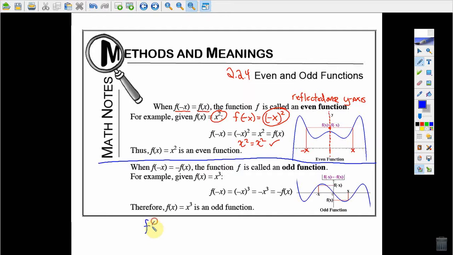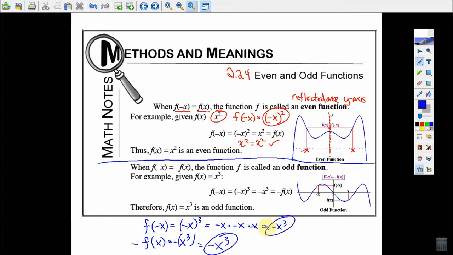So f of negative x is going to be negative x cubed, which we could rewrite as negative x times negative x times negative x. So f of negative x is just negative x cubed. And then if we did negative f of x, we're going to take the output value there, x cubed, multiply it by negative 1, and that's also going to give us negative x cubed. So negative x cubed equals negative x cubed, and they both work out.